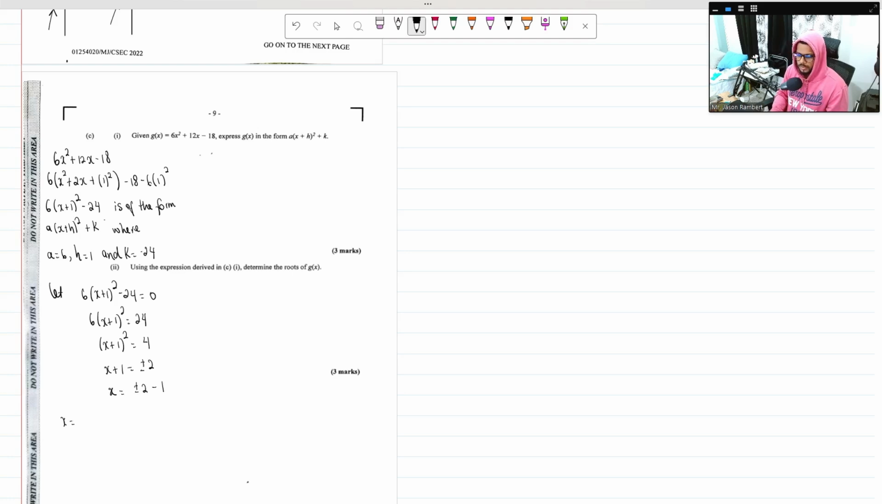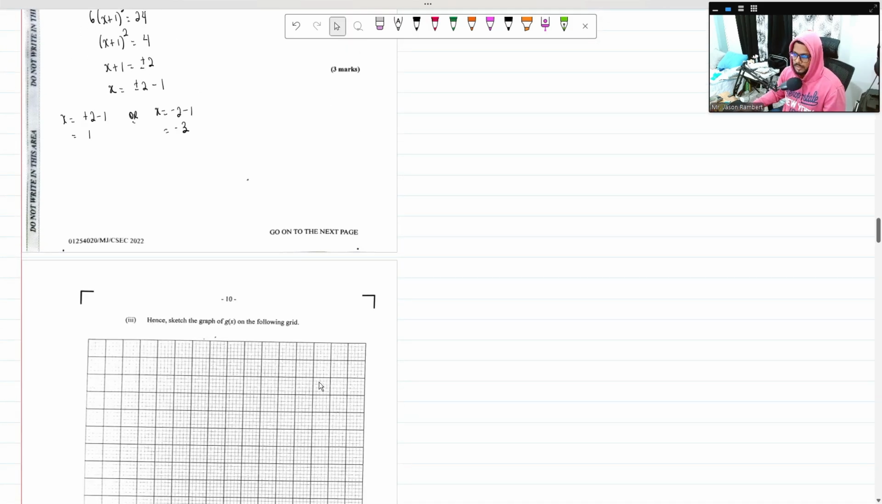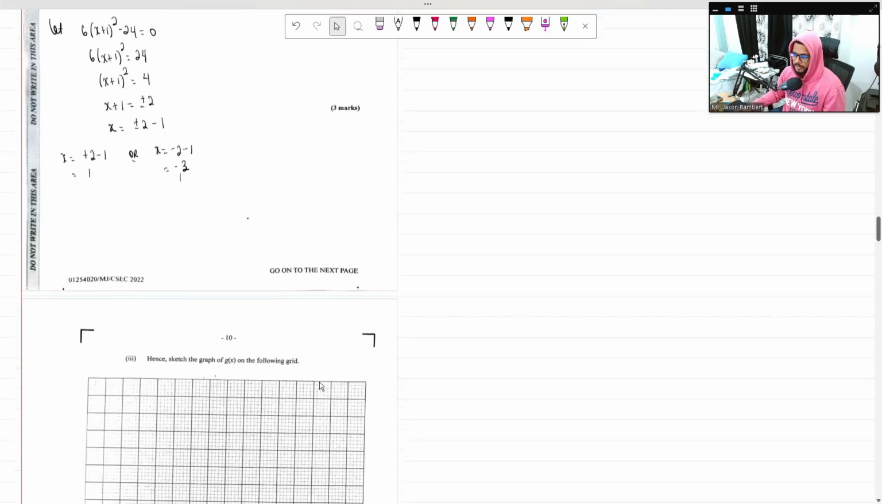I get my two solutions. Plus 2 take away 1, which is 1, or x is minus 2 take away 1, which is minus 3. Right, this is our maths question. Hence, sketch the graph of g of x in the following grid.